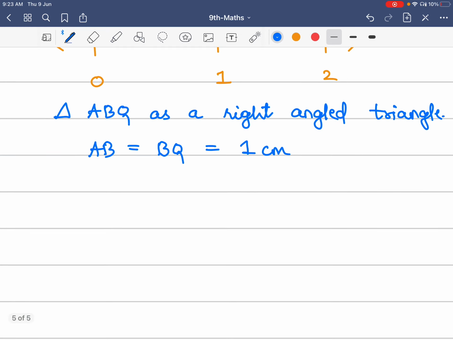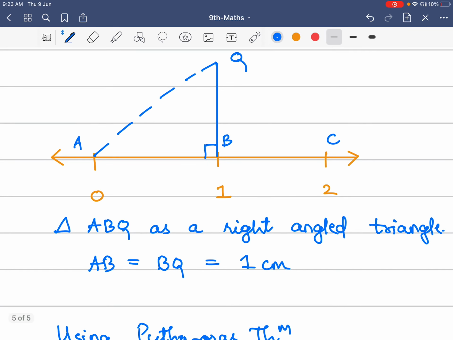Now using the Pythagoras theorem, we can find the length of AQ. Okay, we can find the length of AQ. How is that?